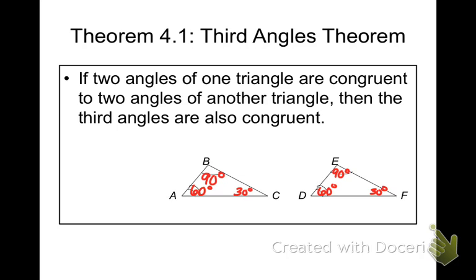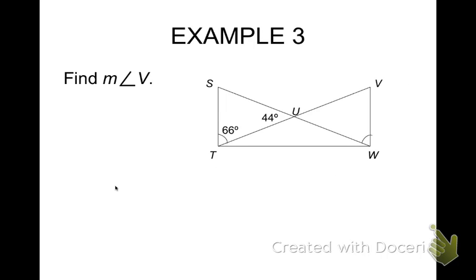So if you got two sets of congruent angles, then it must follow suit that the third set will also be congruent. Okay? That's your third angles theorem. And the reason why you might want that is if you need to try to get congruent angles, you could use that. All right, so let's look at this diagram here.